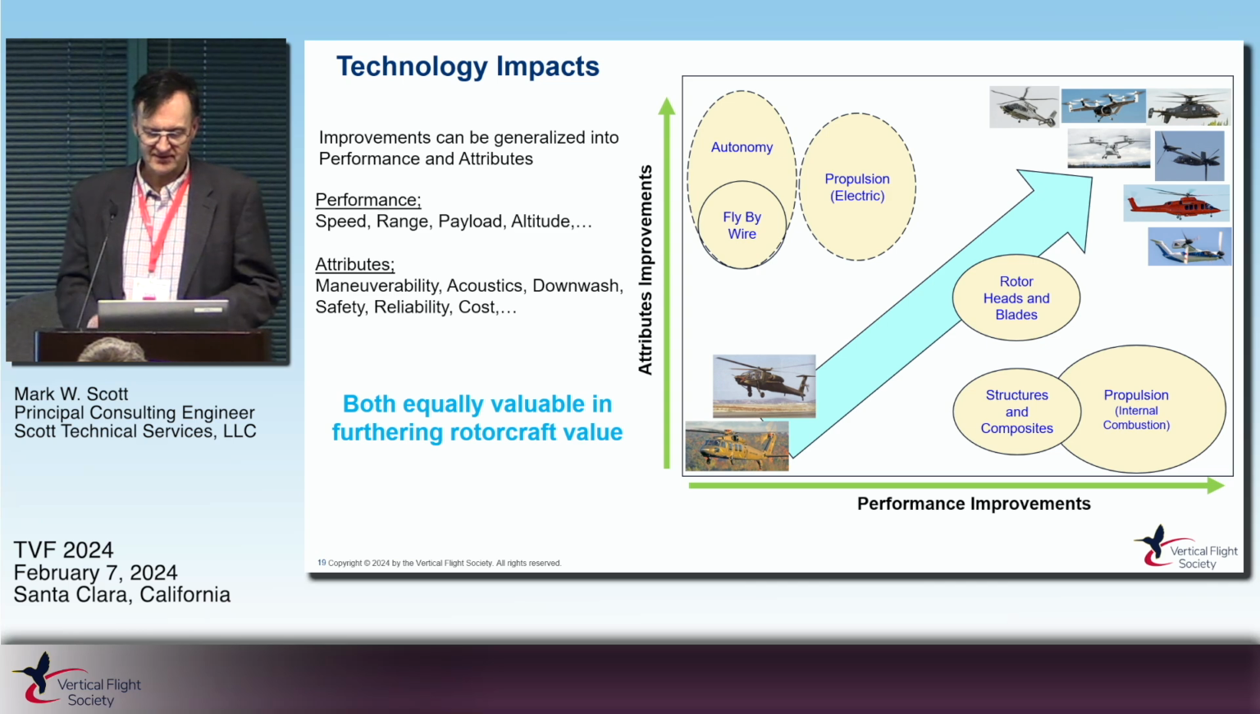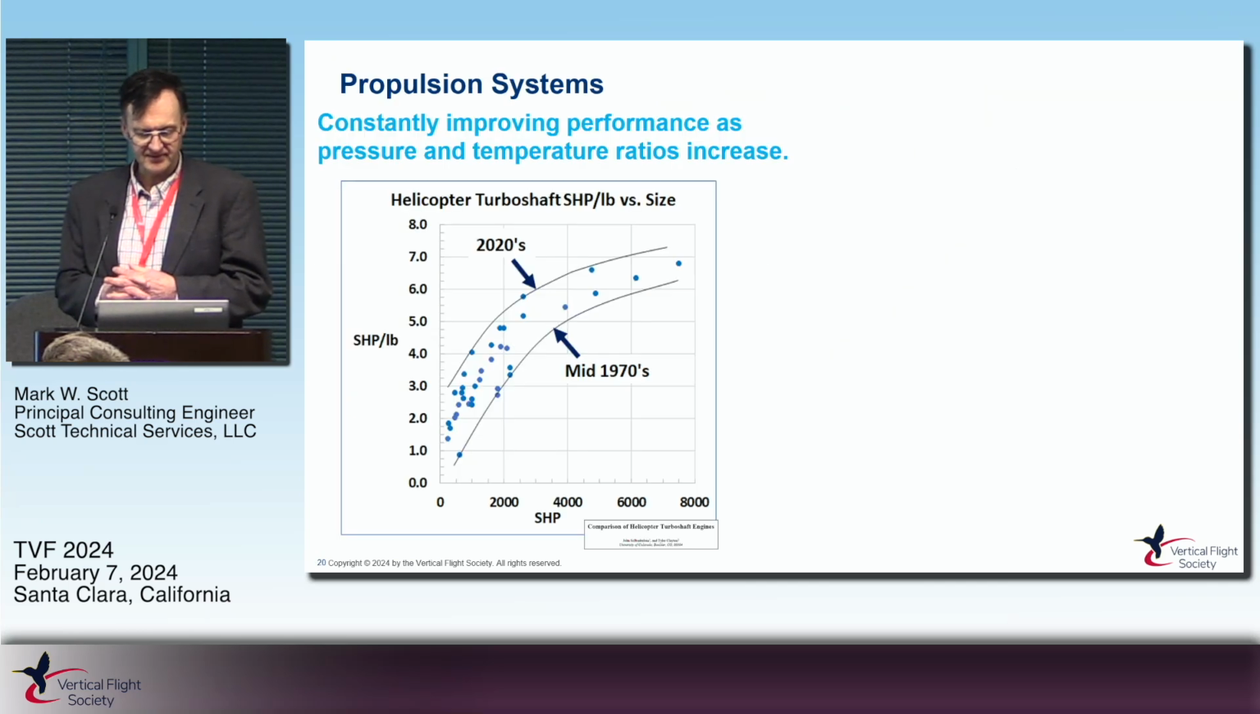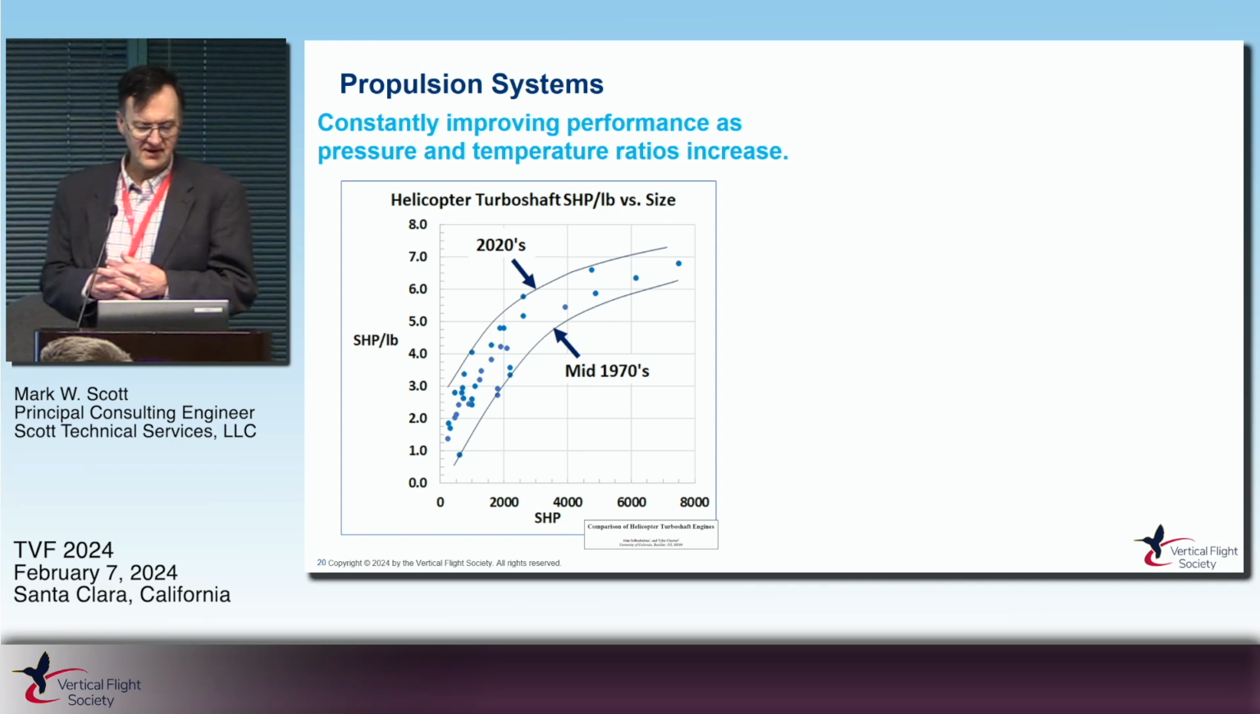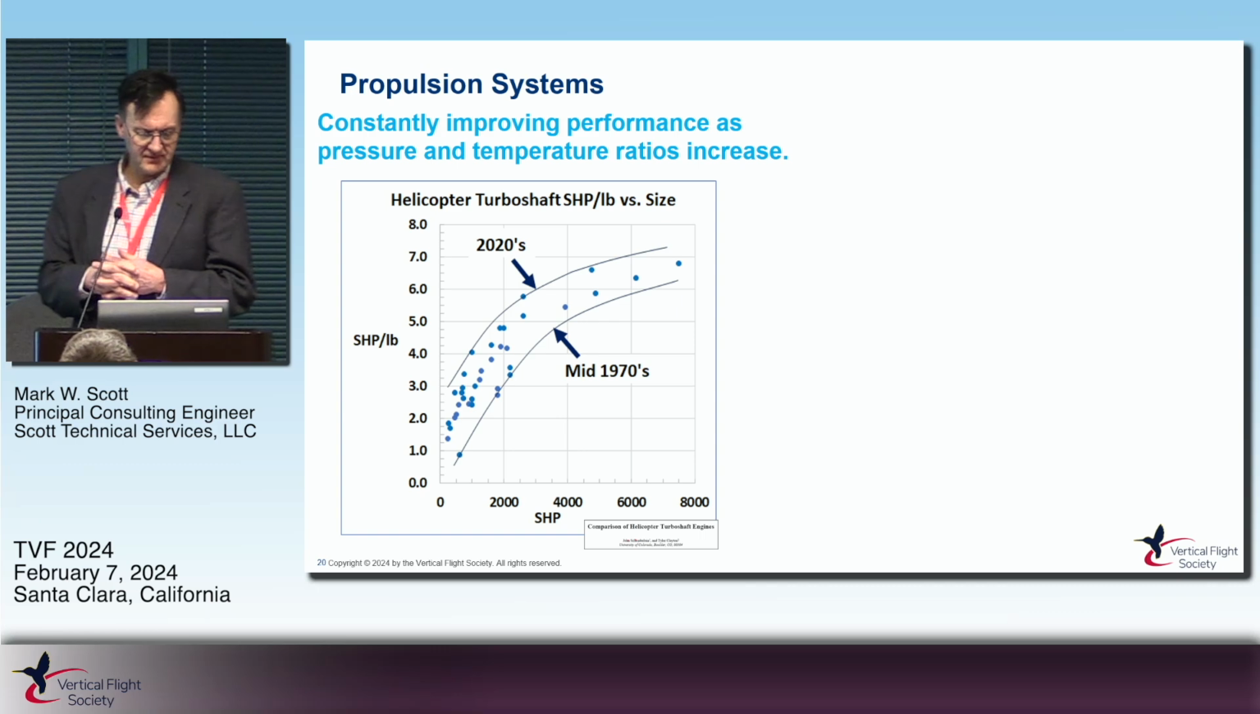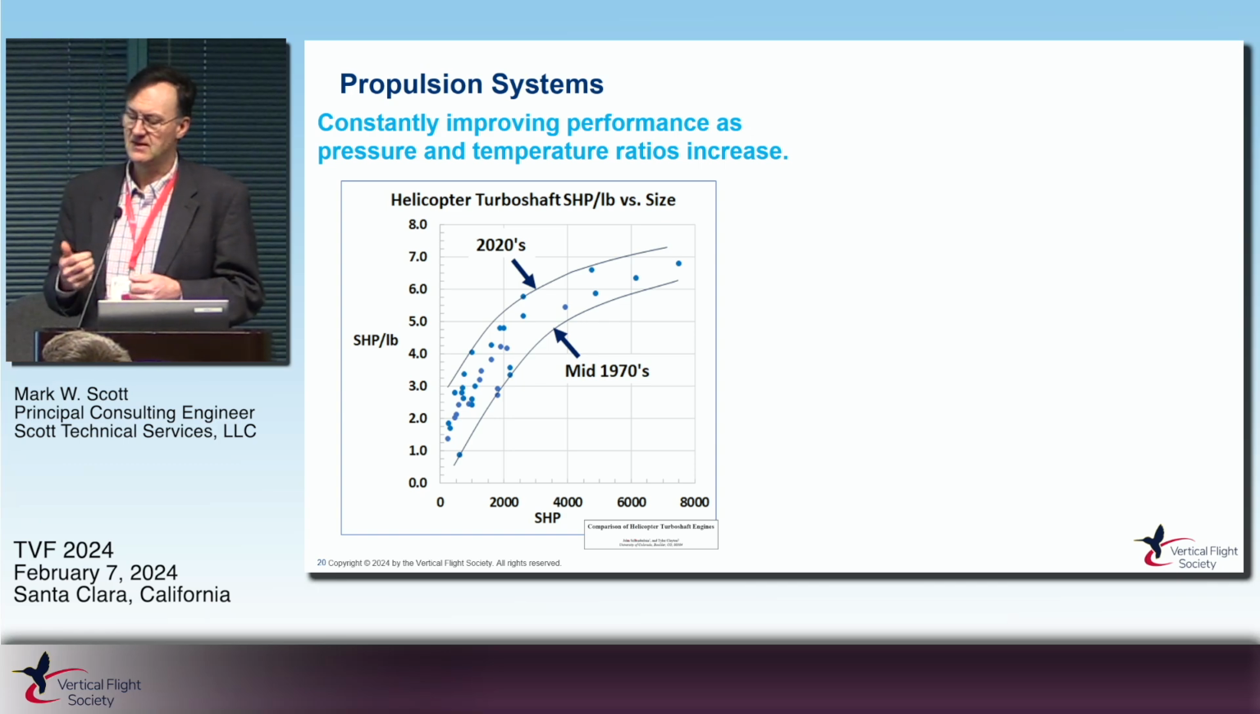So we're going to go through each one of these technology areas, and we'll start with propulsion systems. Performance is constantly improving, and a lot of that's just because pressure and temperature ratios increase, right? They're packing more and more energy in with the same amount of mass flow coming through. And here's some data I pulled out of a paper looking at horsepower per pound versus size. Now, engine performance is very size dependent, so you have to be careful when you're comparing power to weight ratios or SFC. You have to know the class you're in, so that's why I've plotted it versus power here.